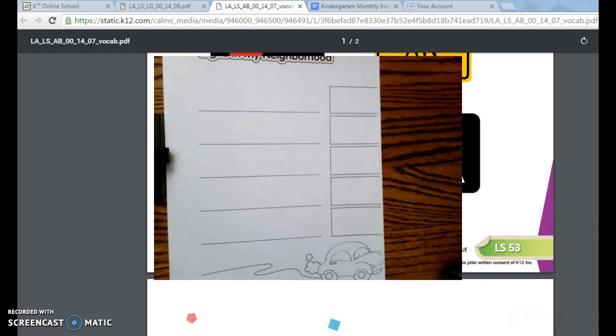You're going to use your best handwriting, and you are going to write the word for the sign here on this line, and then in this box you will draw a picture of that sign. So you will write the word here in your very best kindergarten handwriting, and then you will draw a picture of the sign in the box provided, and you will do this for 5 different signs.